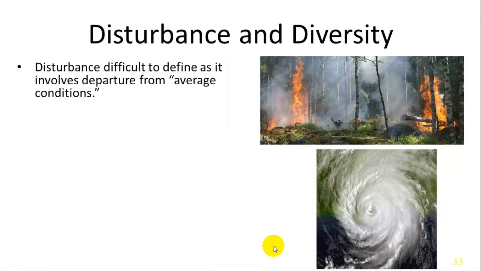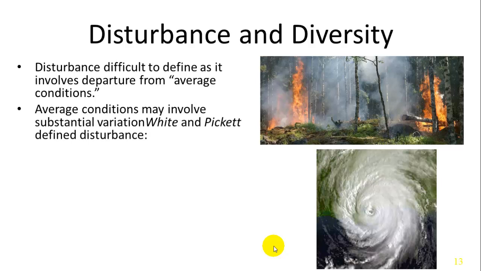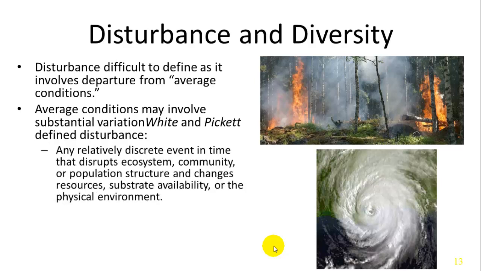All right, disturbance. Disturbance is difficult to define, but basically it's something that breaks away from the average conditions. But average conditions may also involve a lot of variation. So White and Pickett define disturbance as any relatively discrete event in time that disrupts ecosystem, community, or population structure and changes resources, substrate availability, or the physical environment.